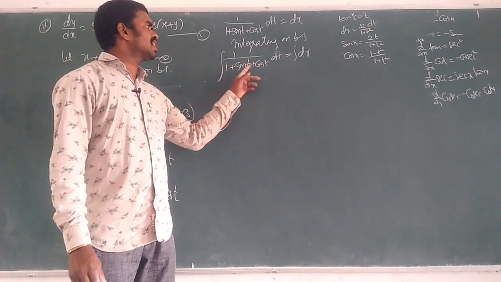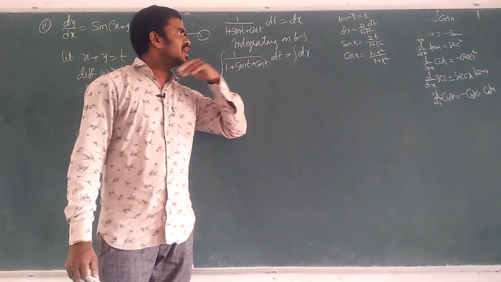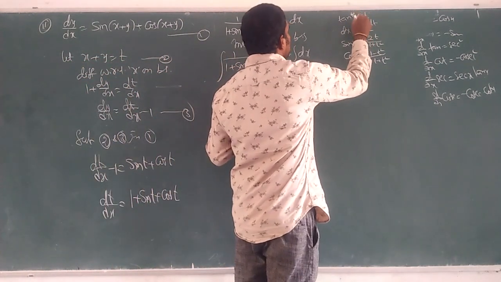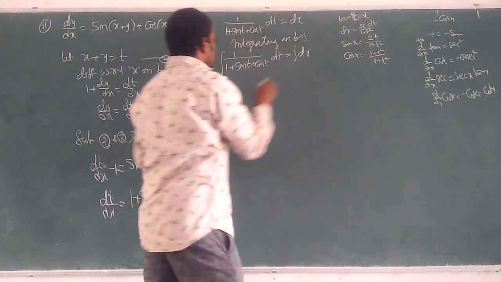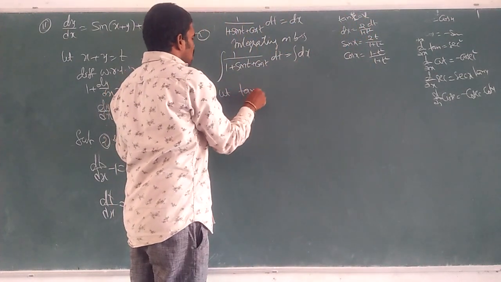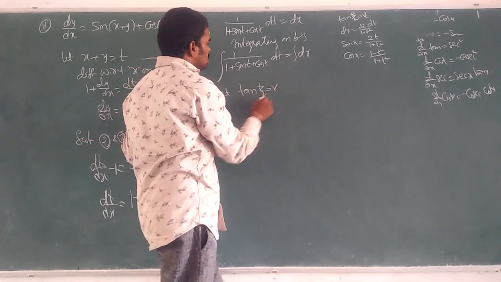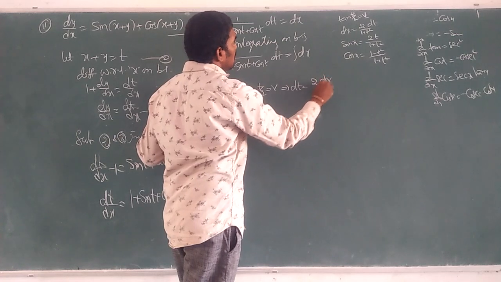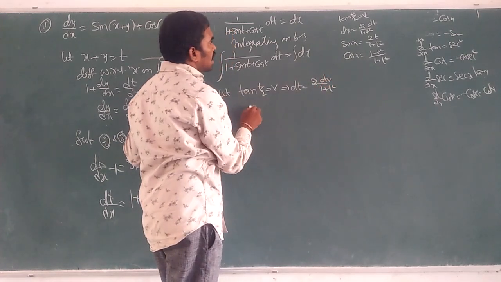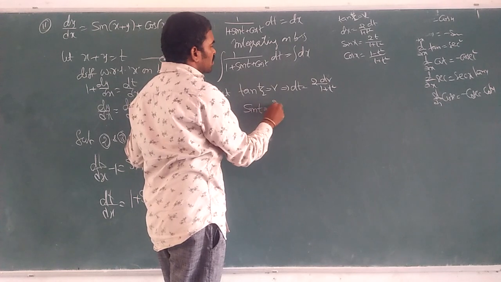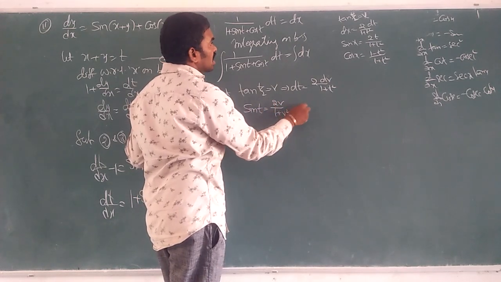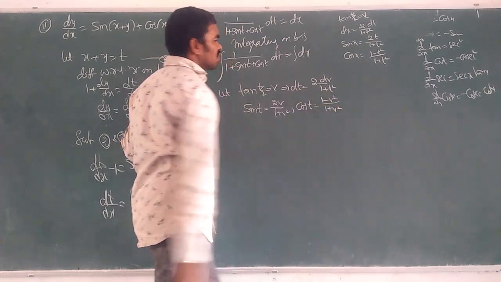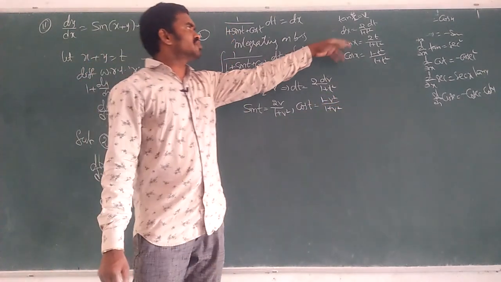But here sin t, cos t is there. So take in another way. Let me take some variable. Let tan t by 2 equal some variable v. Then immediately dt becomes 2 dv by 1 plus v square, and sin t becomes 2v by 1 plus v square. Cos t becomes 1 minus v square by 1 plus v square. Okay. So in integration chapter we use this formula.